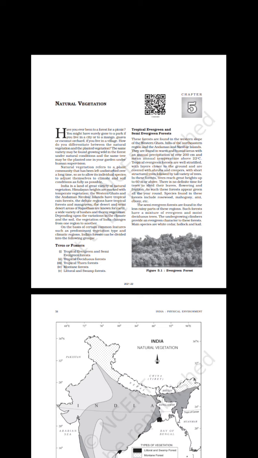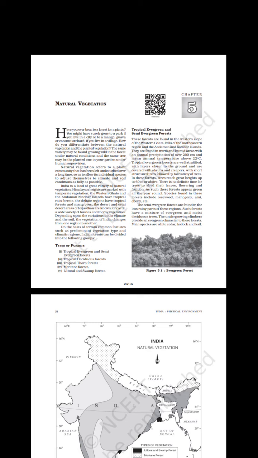There is no definite time for trees to shed their leaves, flowering and fruition. As such, these forests appear green all the year round. Species found in these forests include rosewood, mahogany, aini, ebony, etc.